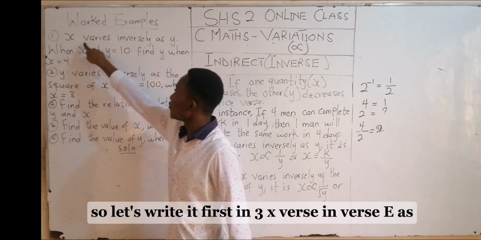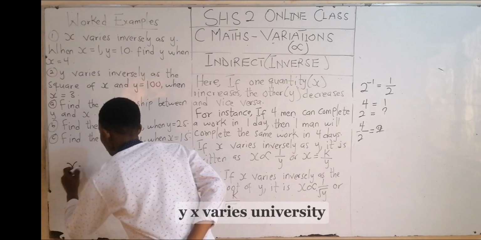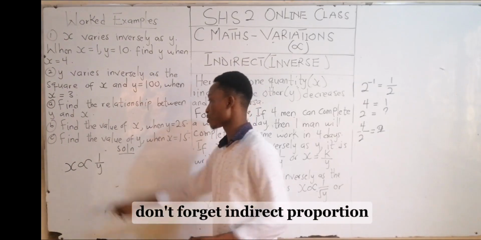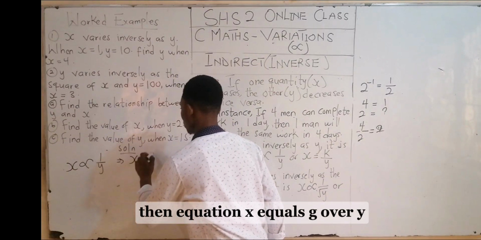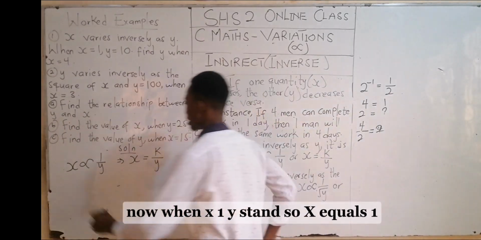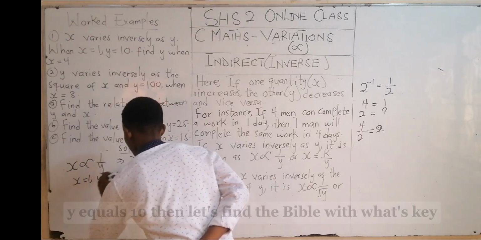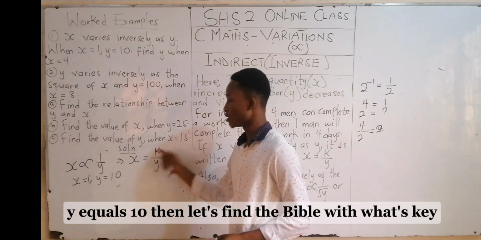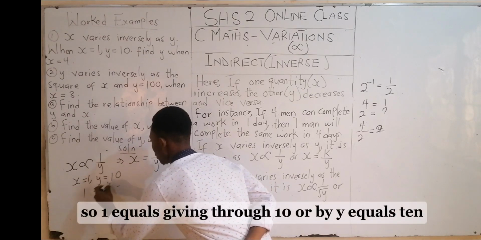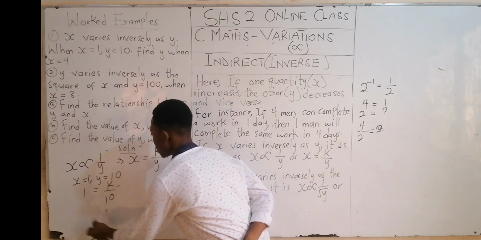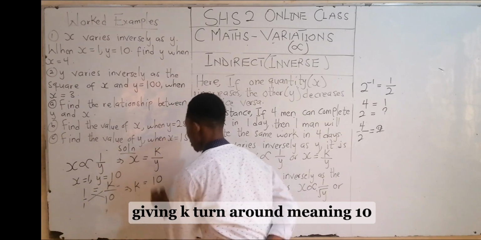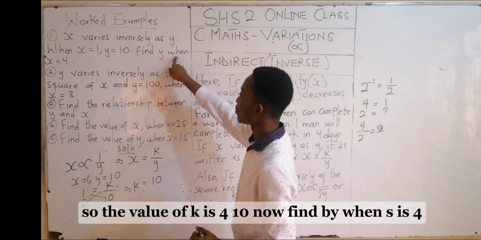So let's write the first thing. X varies inversely as y. Don't forget, indirect proportion. Then, equationally, x is equal to k over y. Now, when x is 1, y is 10. So let's find the value of k. So 1 equals k over 10. So we cross multiply. K times 1 will give me k. 10 times 1 will give me 10. So the value of k is 10.